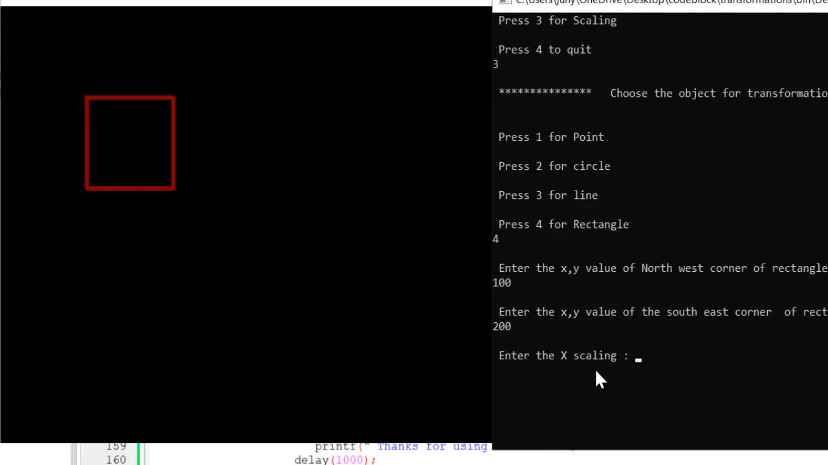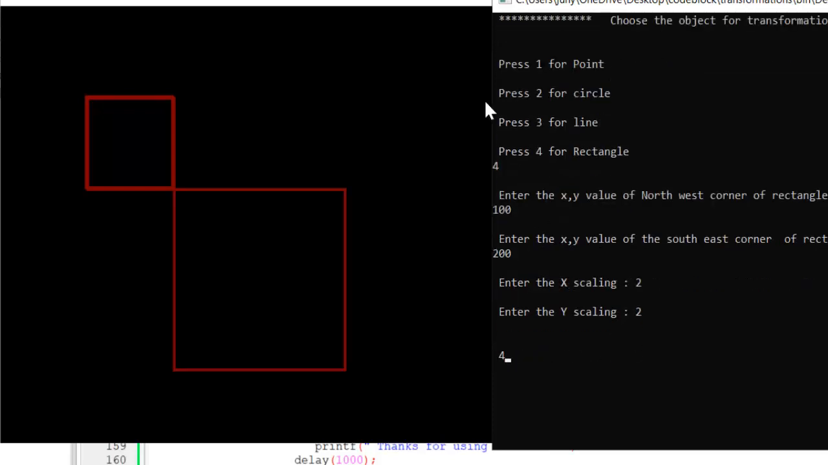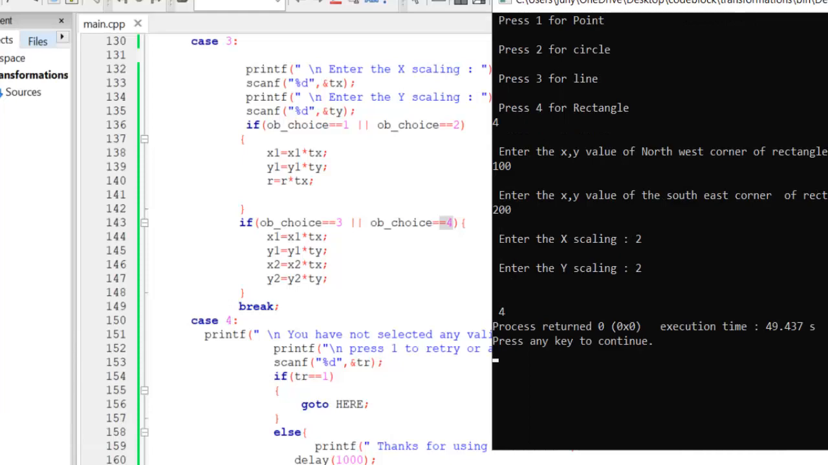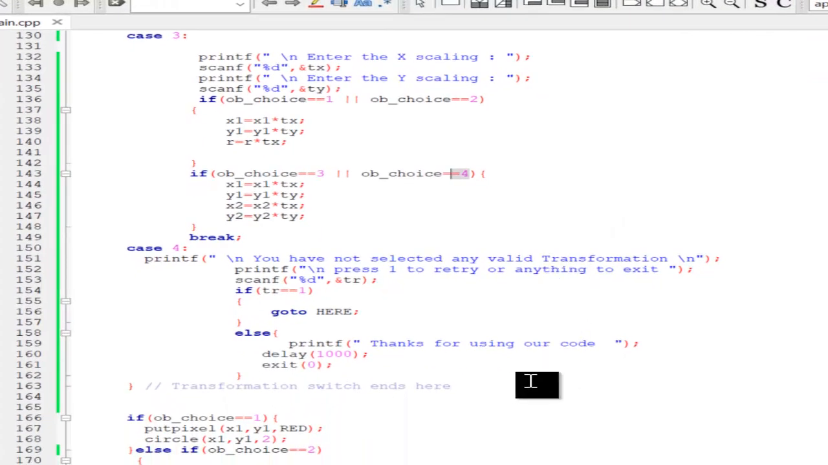Now enter the x scaling. Let it be just small, because I don't want it to get bigger so that it goes out of the screen. So let it be 2 and 2, and we got it. So this is scaling. We have made it bigger. So bigger means scaling, right? And it is using the same matrices that we had done in class, and it's the same thing.